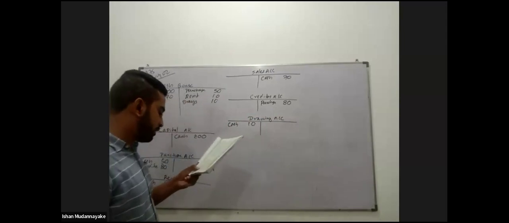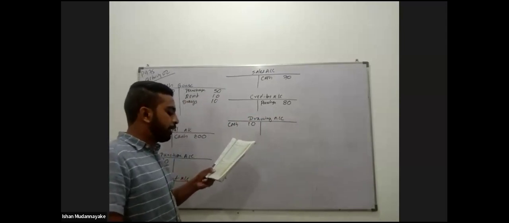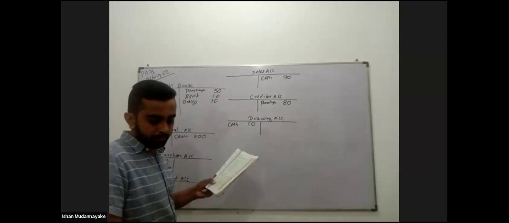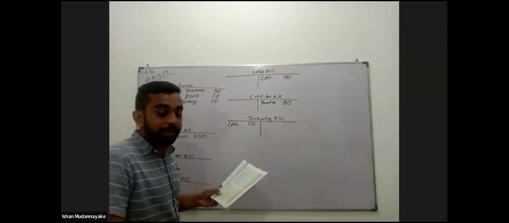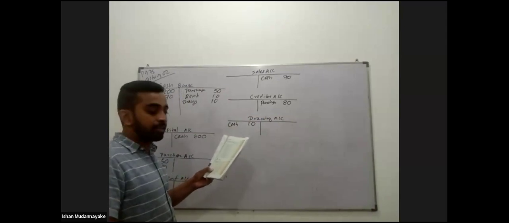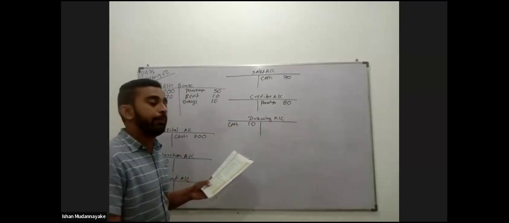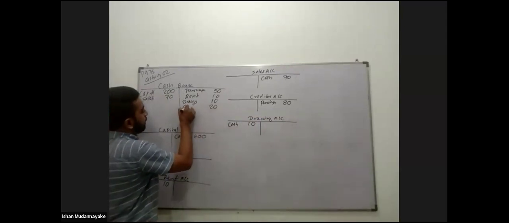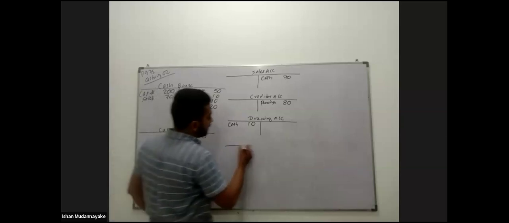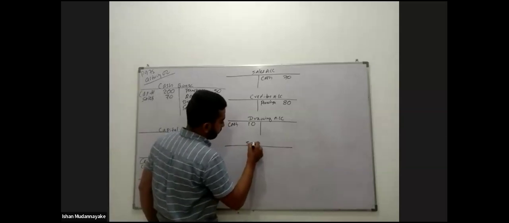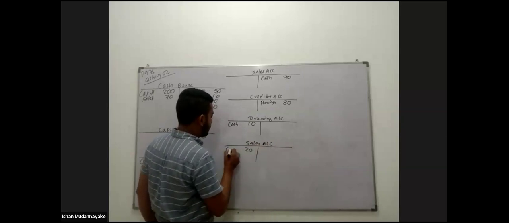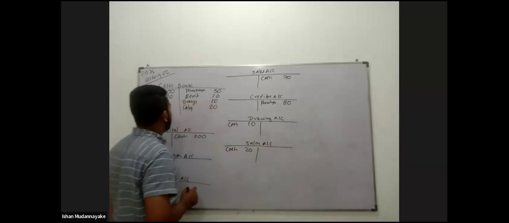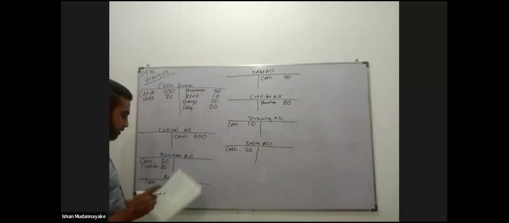Next transaction. Paid monthly salaries of 20,000. How to pass the double entry? Cash outflow, so cash book credit, and salary account debit. Salary account debit 20,000, cash. Cash book credit, salary account debit.